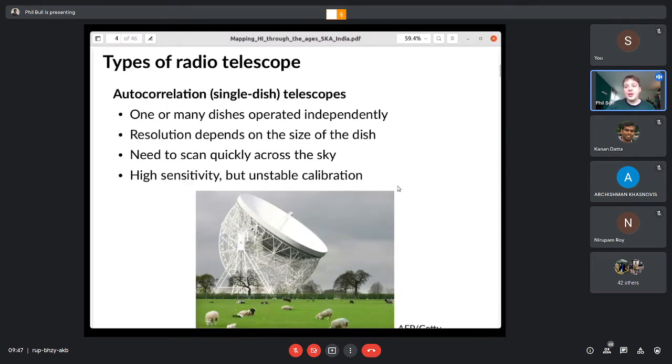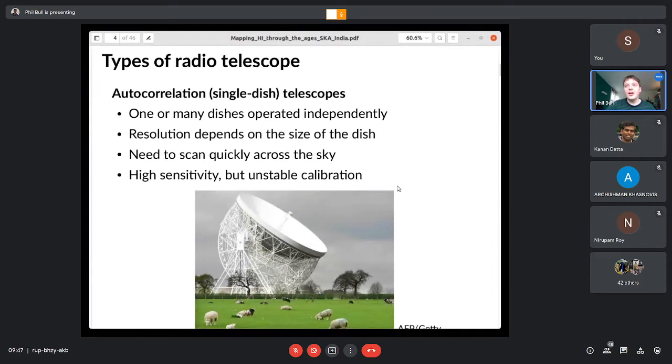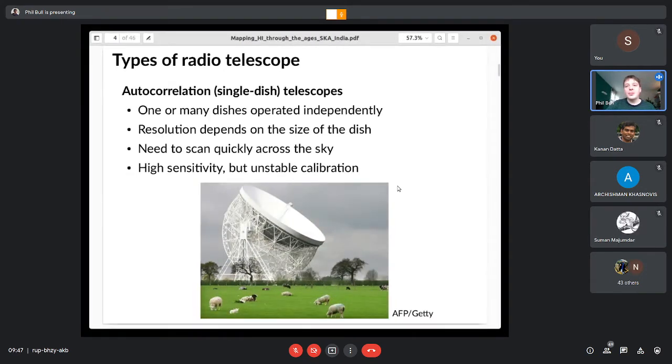So types of radio telescope. Sorry, I'm actually going to try and... There we go. Sorry about that.